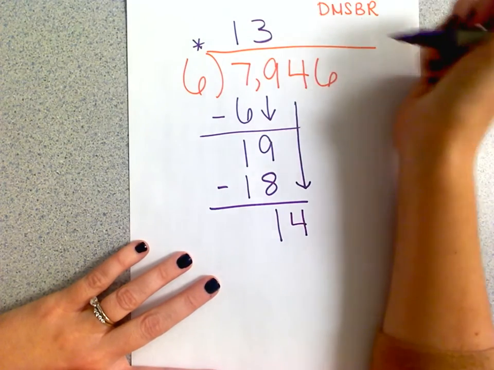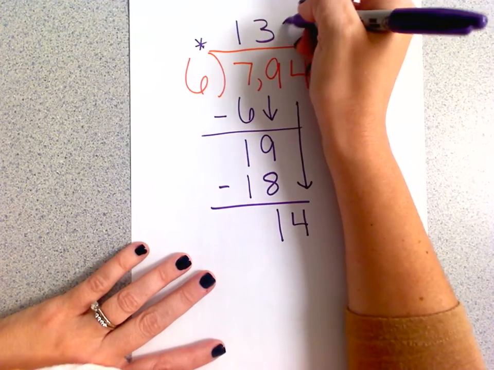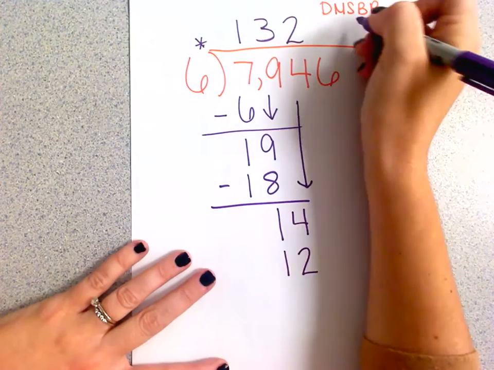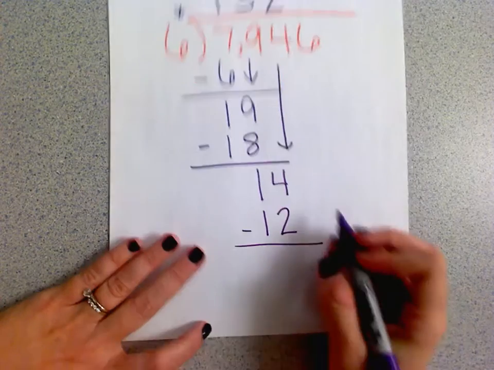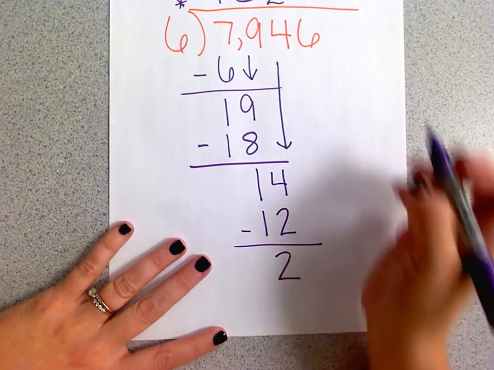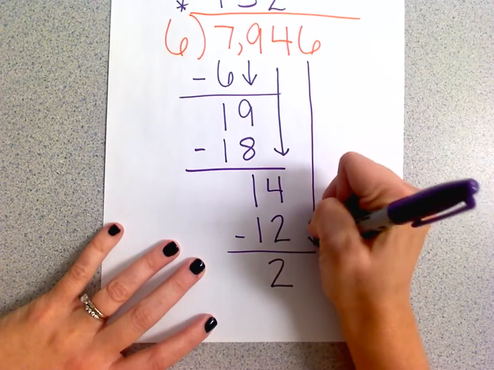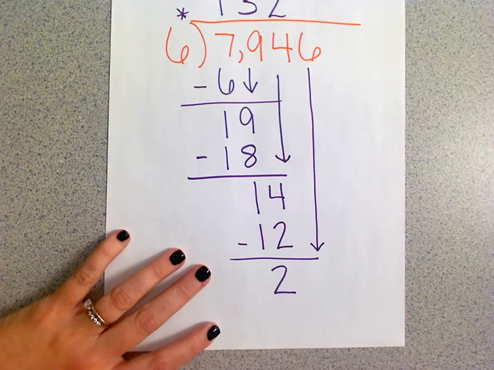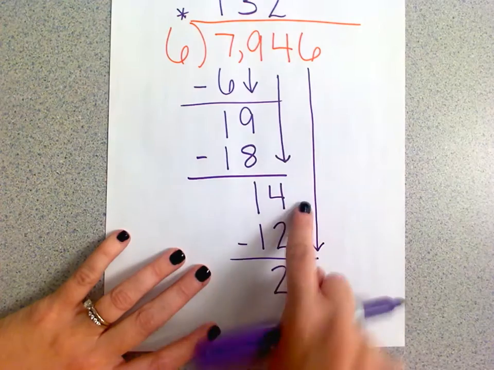Next step, repeat. 6 goes into 14 how many times? 2. 2 times 6 is 12. Next step, subtract. 14 minus 12 is 2. Next step, bring down. Okay, look at my arrows here. I know I'm on the right track because my arrows are staggered, meaning they're not all the same length.